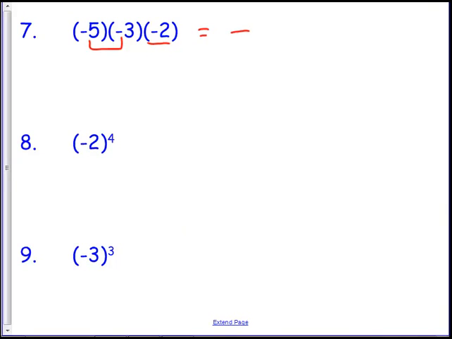5 times 3 is 15. 15 times 2 is 30. My answer is negative 30. Pay close attention to 8 and 9. This will help you quite a bit with your assignment today.